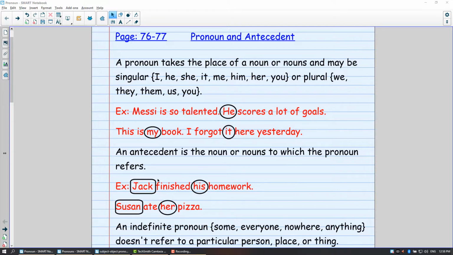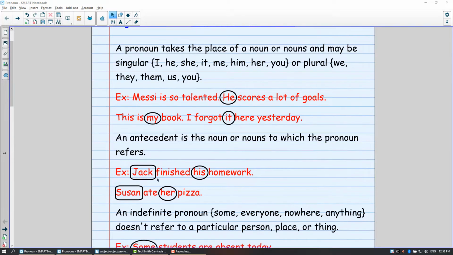How did I know? Actually, his is a possessive pronoun, his homework, the homework related to him, and Jack is the word that was replaced by his. Instead of writing Jack again, Jack finished what? He finished his homework. So his is related to Jack. Okay? So again, his, the circled one, is the pronoun and Jack is the antecedent.